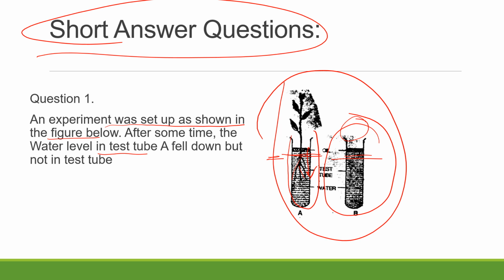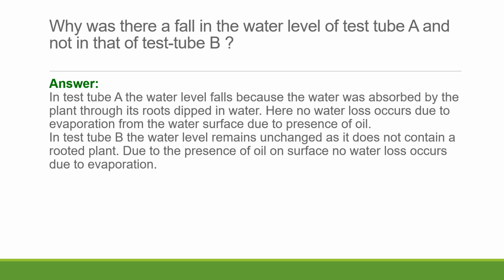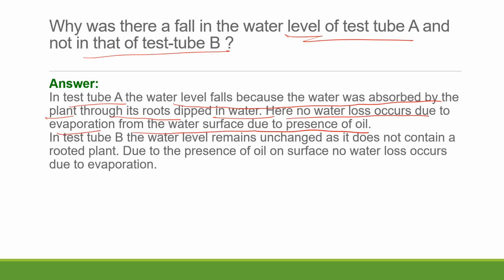So we will write the reason now. Why was there a fall in the water level of test tube A and not in test tube B? In test tube A, the water level falls because the water was absorbed by the plant through its roots dipped in water. You all know that roots are absorbing the water. So roots dipped in water, they absorb the water. Here no loss occurs due to evaporation from the water surface due to presence of oil.